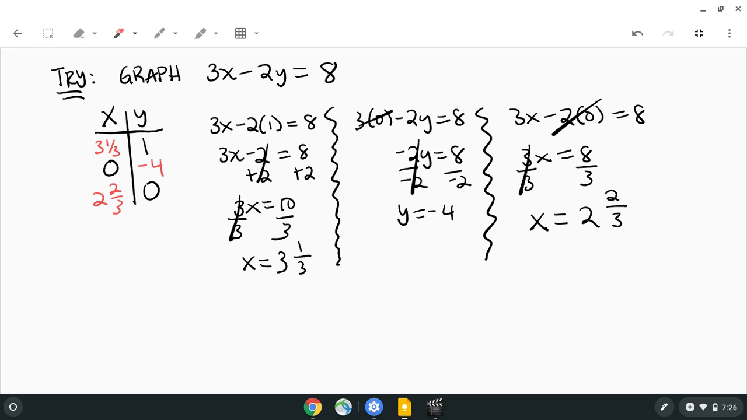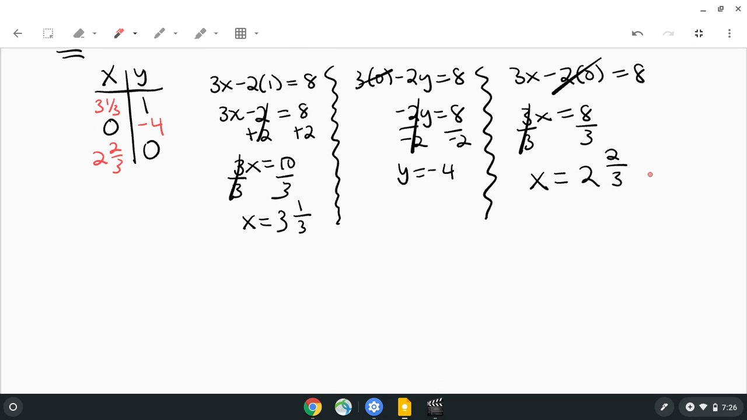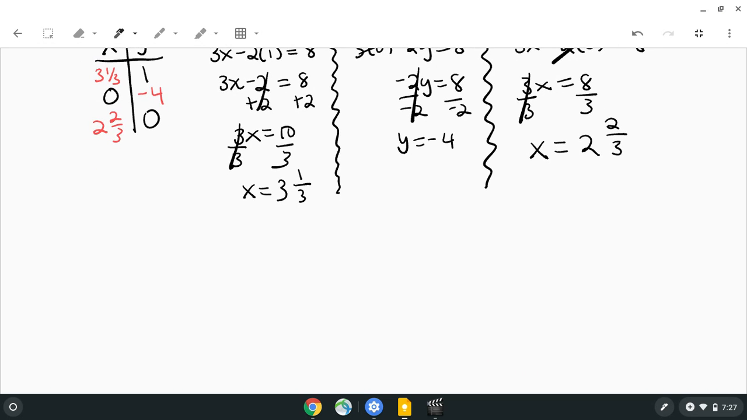And the reason why I write them as mixed numbers is because it's easy to see that 2 and 2/3 is a number that's going to be between 2 and 3. Okay. Well, if I leave it as this 8/3, it's kind of hard to figure out where 8/3 is on a number line. Okay. All right. So let's go ahead and graph this. Okay. So I'll graph it right down here.